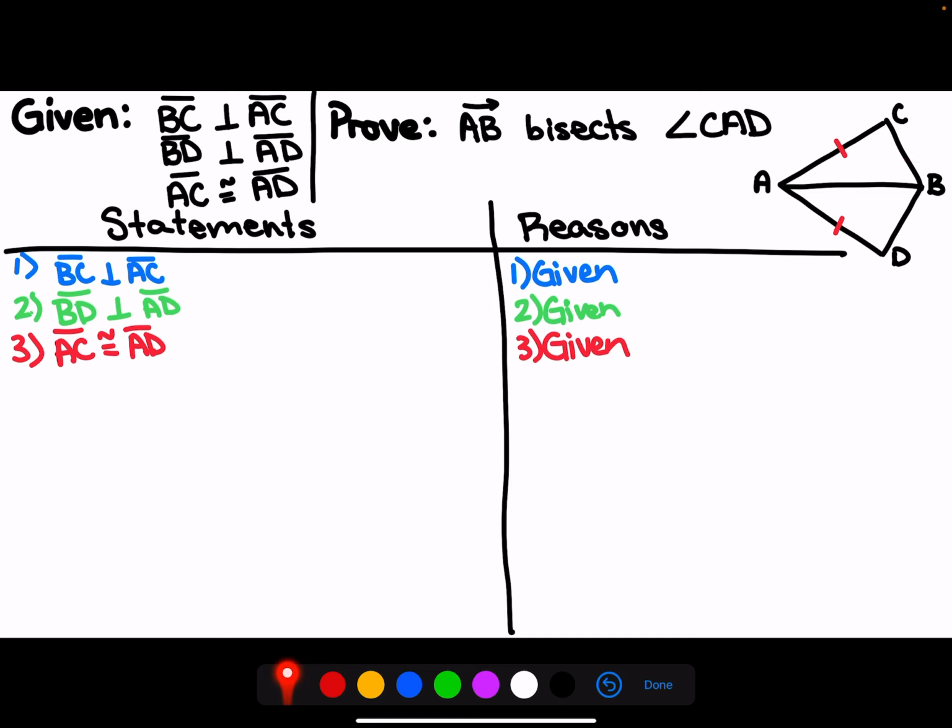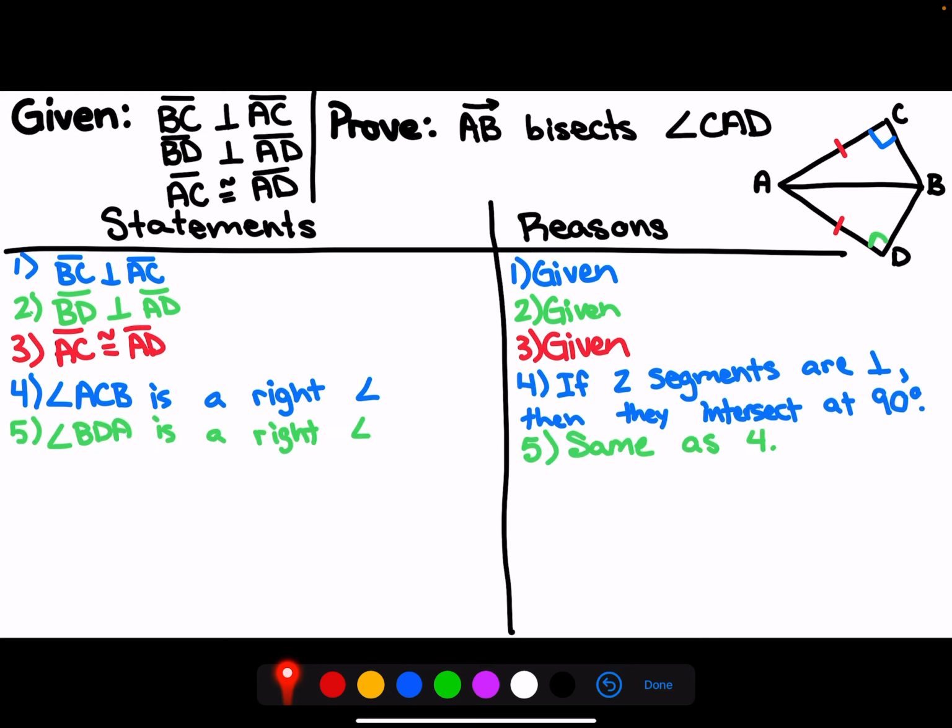Now, from here, for statement 1 and 2, it says perpendicular. So we need to think about what perpendicular means. Perpendicular means that these two segments are intersecting at 90 degrees. So these two angles, angle ACB and angle ADB, those are right angles. Because if two segments are perpendicular, then they intersect at 90 degrees. You can also say that this is the definition of perpendicular. That's fine as well. And of course, for number 5, angle BDA is a right angle. That's the same exact thing as number 4. Again, I'm just taking that from statement number 2.